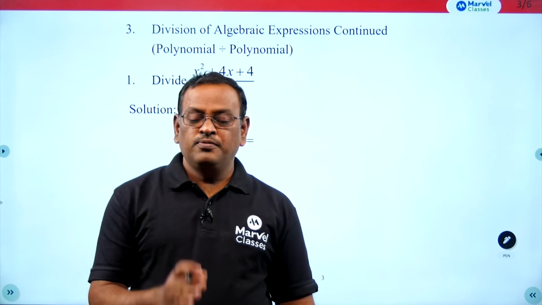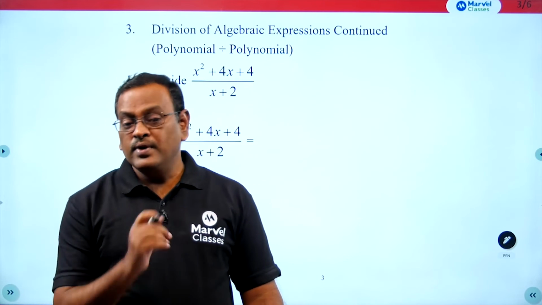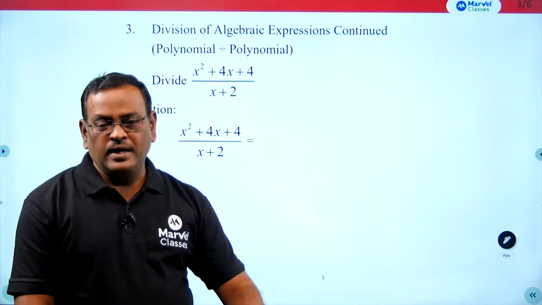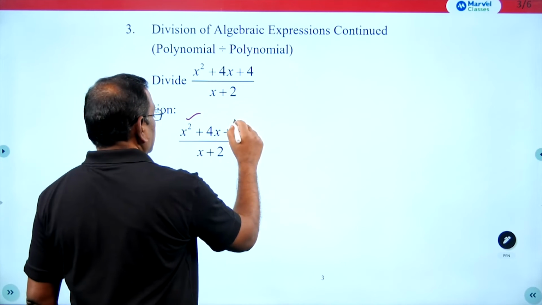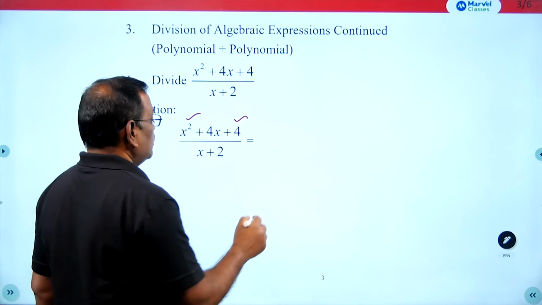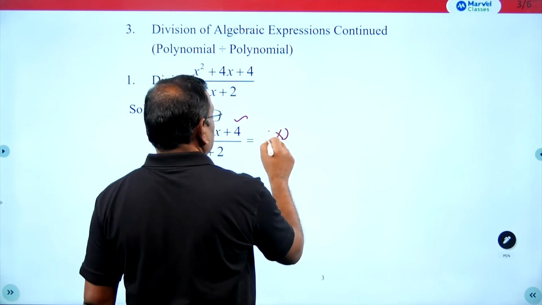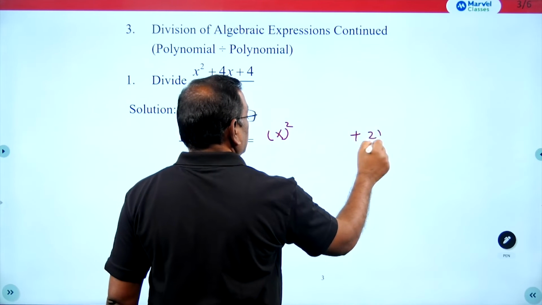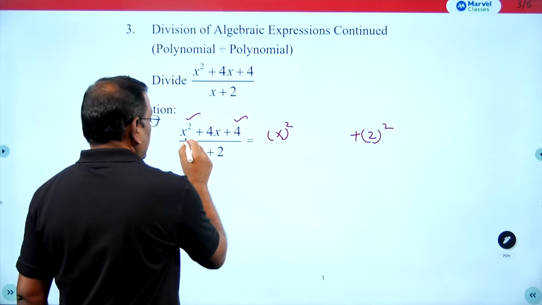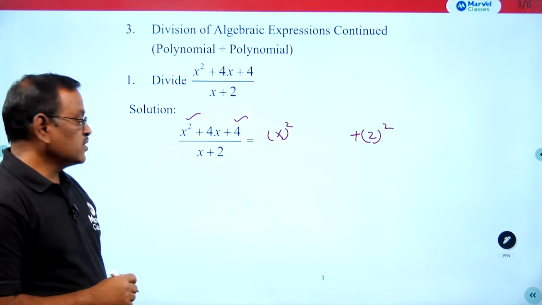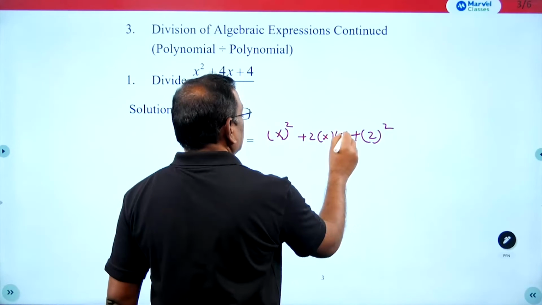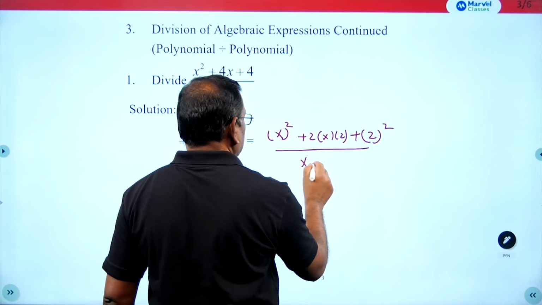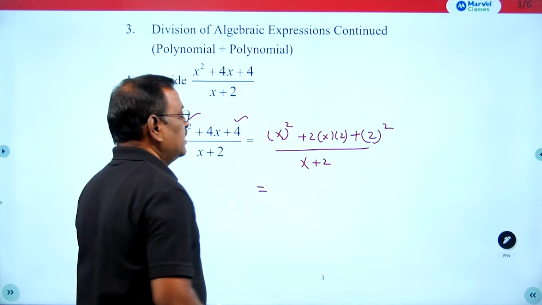Level 1, if possible, apply the identity. When can we apply the identity? Only when it has two square numbers. Yes, it has two square numbers. This is a square number and this is a square number, correct? So how to simplify this? This is x the whole square and 4 is 2 the whole square, correct? x square, and 4 can be written as 2 square. And what is the middle value? Middle value is 2 into x into 2, with no change in the denominator.